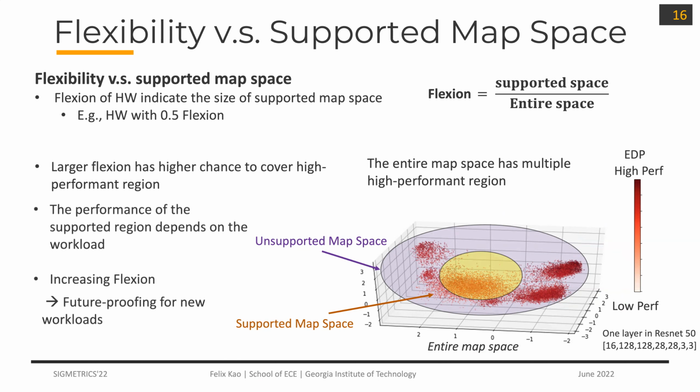So the performance of the supported region actually depends on workload. However, the extreme case could be fully flexible. Then we are always sure we can cover the best possible performance point. So increasing fraction could make the hardware more future-proofing. It means it can cope with more diversity in the model.